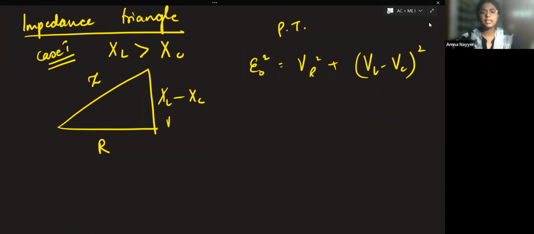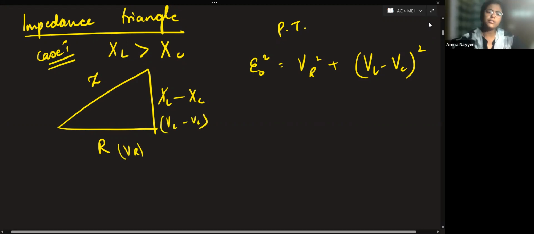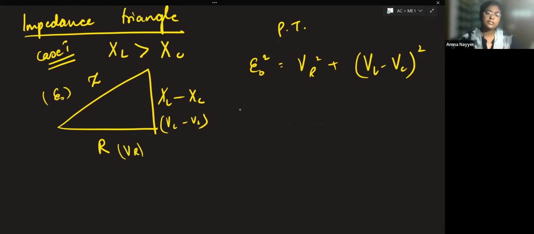So XL minus XC, or VL minus VC, that term. Here the voltage will be VR, and here the voltage will be the net resultant, let's say E for the whole circuit. Now class, this is if XL is greater than XC. Right now only I have told you XL minus XC will be the net resultant of the circuit. So this is resistance, this is impedance, this is XL minus XC.